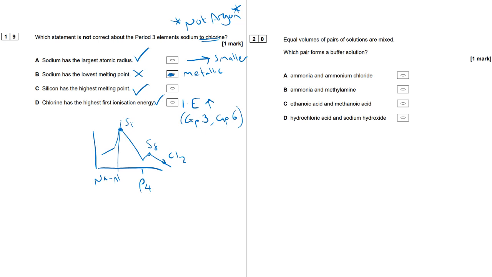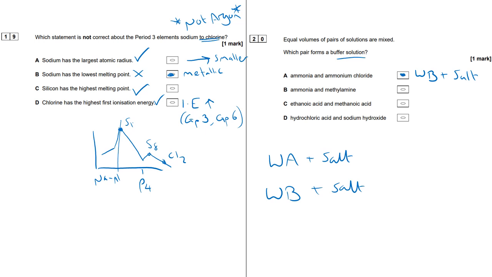Question 20. Equal volumes of pairs of solutions are mixed. Which pair forms a buffer solution? For a buffer solution, you need a weak acid in excess with its salt, or a weak base in excess with its salt. So option A, we've got ammonia and ammonium chloride. That's a weak base and its salt. So that sounds like it should be the correct answer, but let's go through the other options to check.